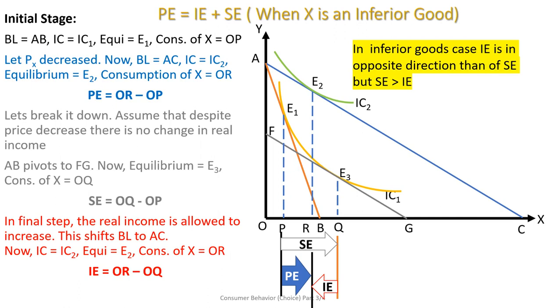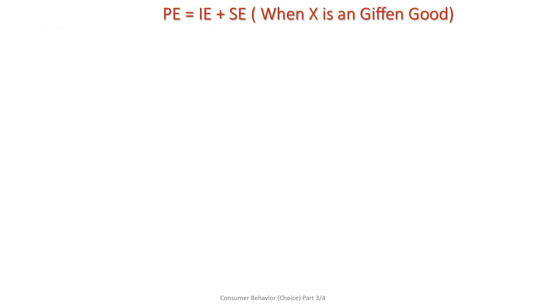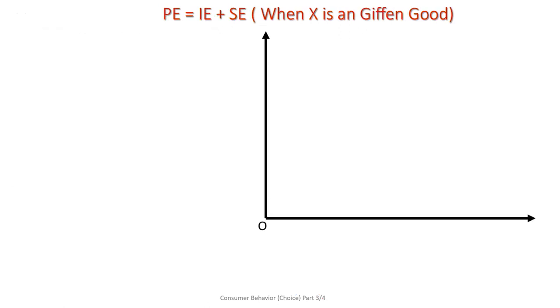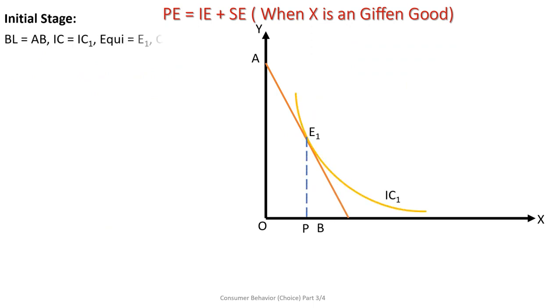the indifference curve shifted to IC2, the equilibrium changed to E2 and the consumption of X is OR. Since X is an inferior commodity, a decrease in the price resulted in a decrease in the quantity demanded of commodity X.